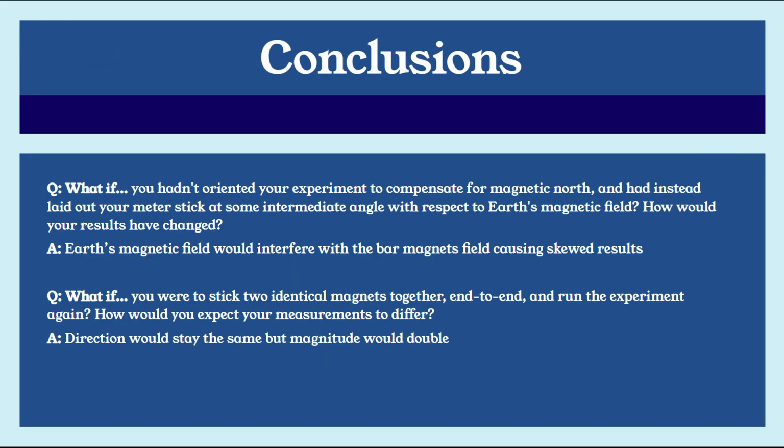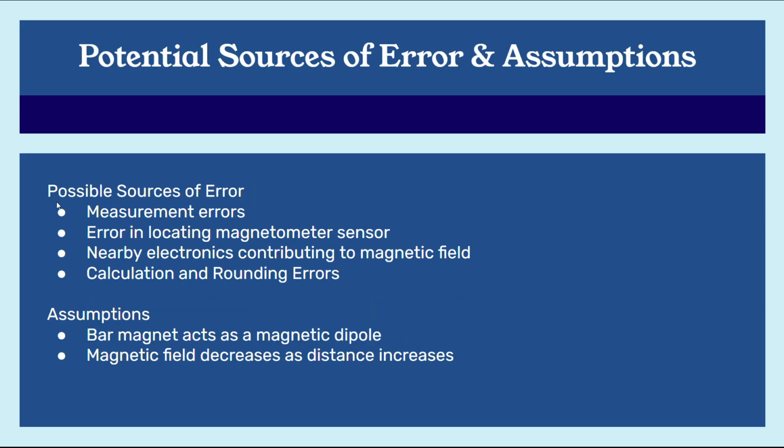In conclusion, we found the magnetic field decreases with distance in a way that's close to the expected inverse cube relationship. Our calculated dipole moment of 5.95 amp meters squared is reasonable but likely overestimated due to experimental limitations. Overall, the experiment supports the dipole model, even though the data doesn't perfectly match theory.